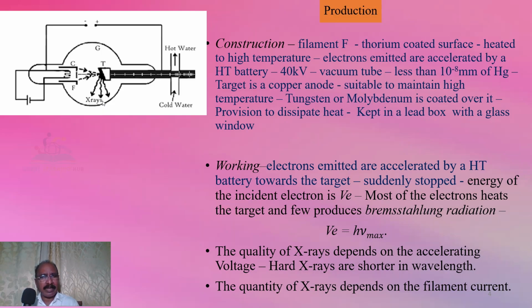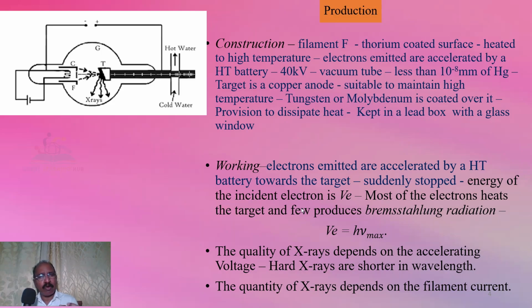Now, what about the maximum energy that could be produced? It will be equal to h nu maximum, which must be equal to V times e. Therefore, this much amount of energy will be coming out, and that is called our X-rays.